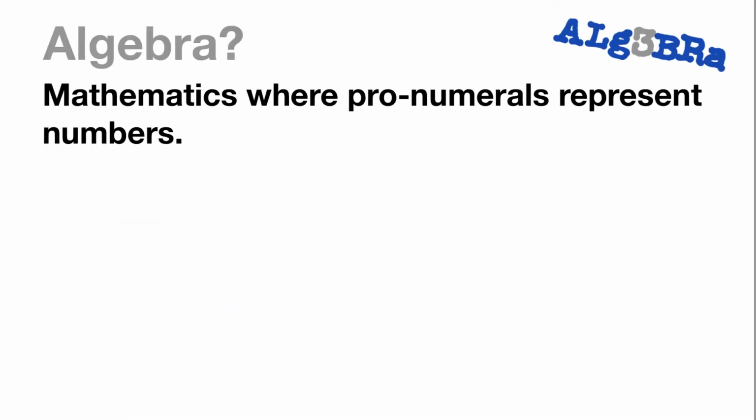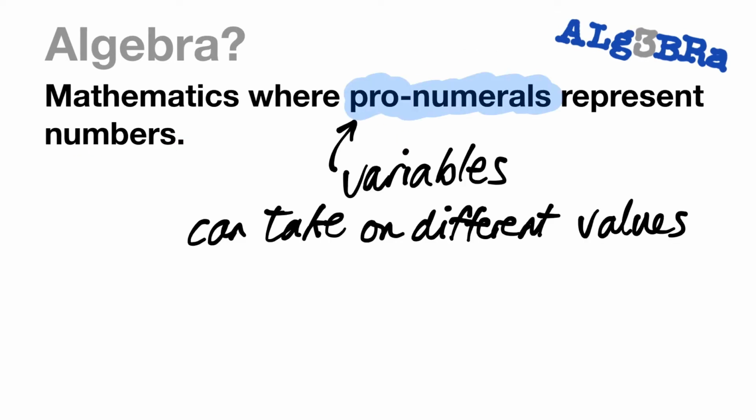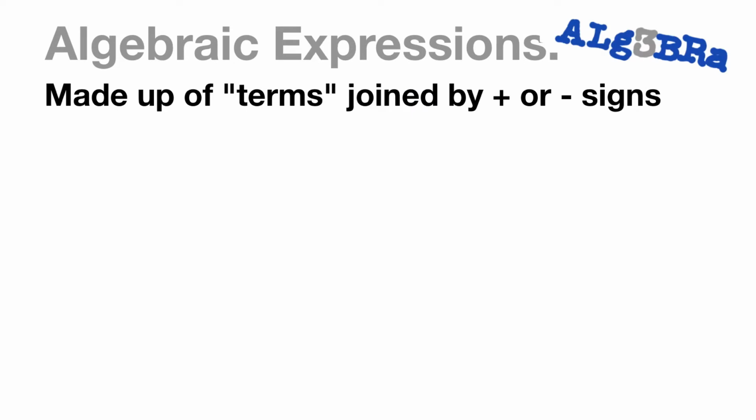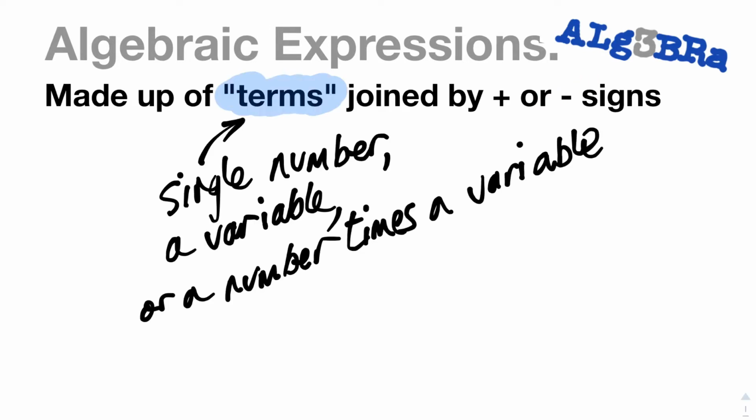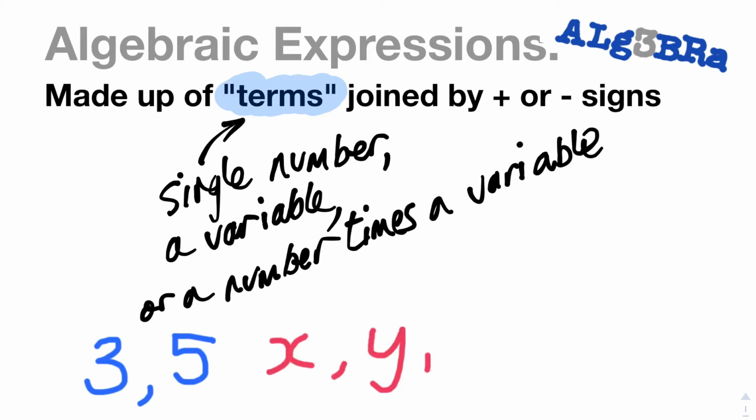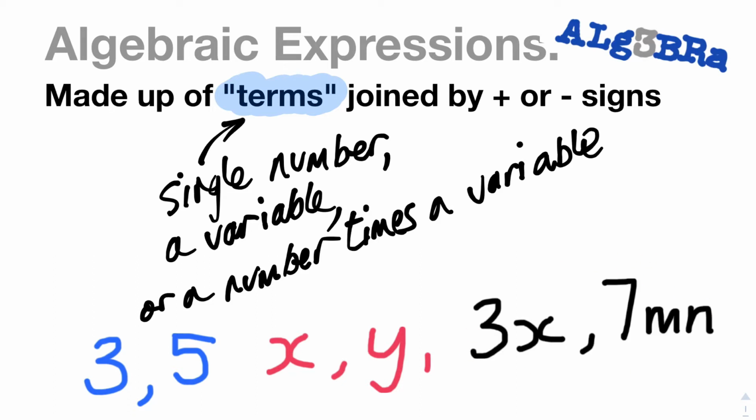Algebra is mathematics where pronumerals represent numbers. These pronumerals are called variables as they can take on many different values. Algebraic expressions are made up of terms joined by plus or minus signs. Terms can be single numbers, a variable, or a number times a variable. Remember that 3 is called the coefficient of x here.